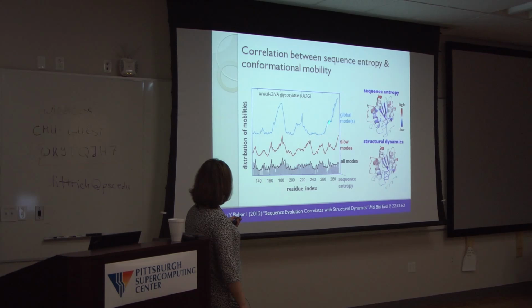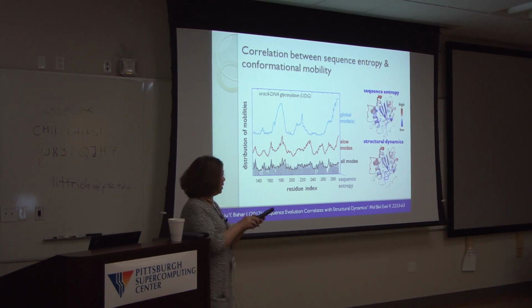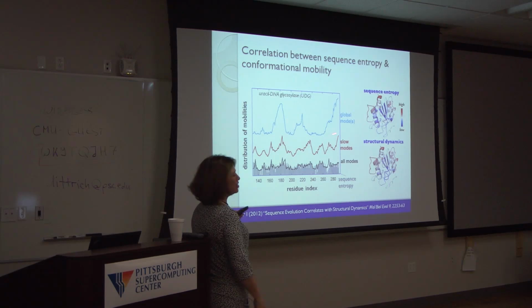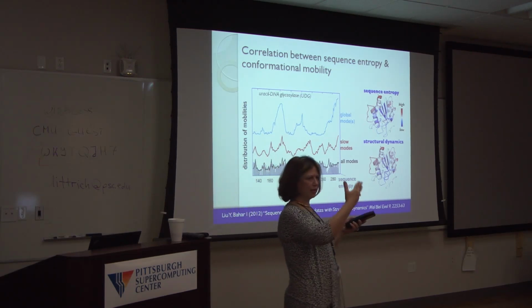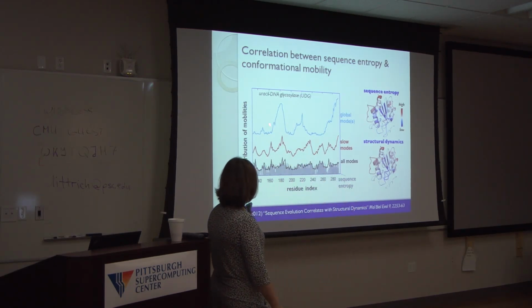So this is the mobility profile based on a subset of most collective modes, which we call global modes or slow modes. And if we take everything, this is the black profile. Actually, everything is shifted vertically just to provide a clear visualization. So the absolute value doesn't matter, the profile.